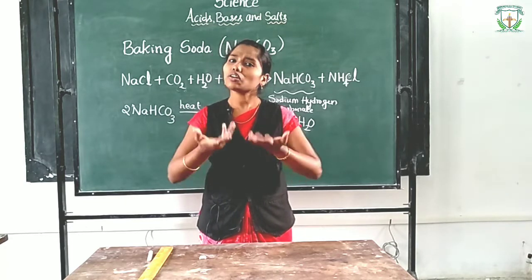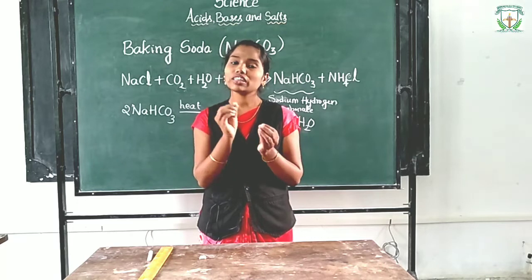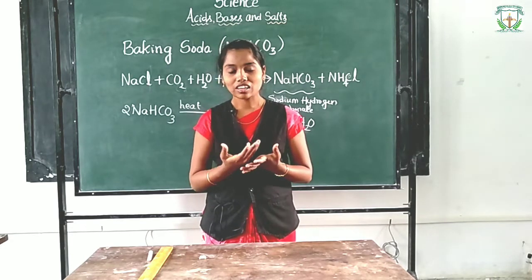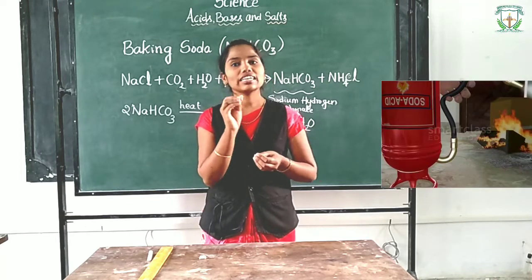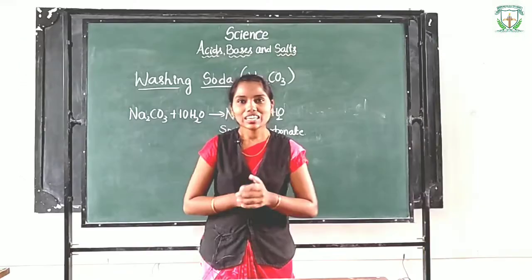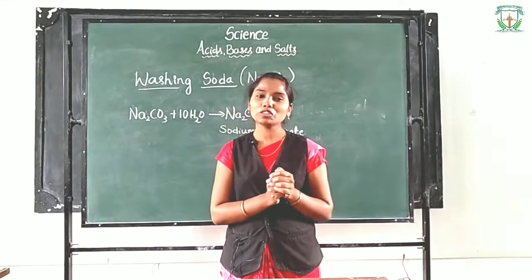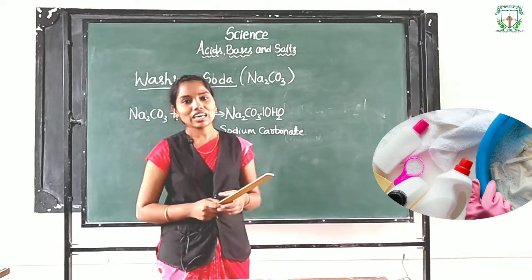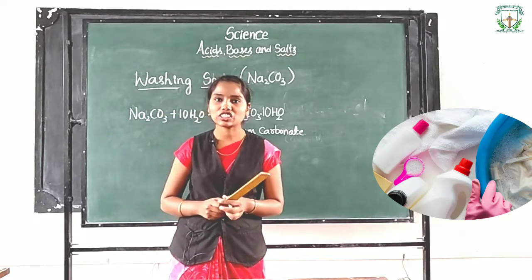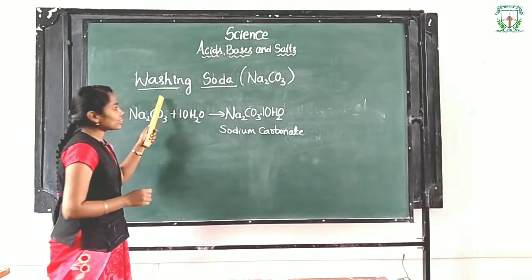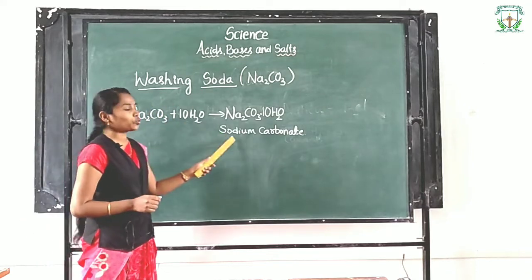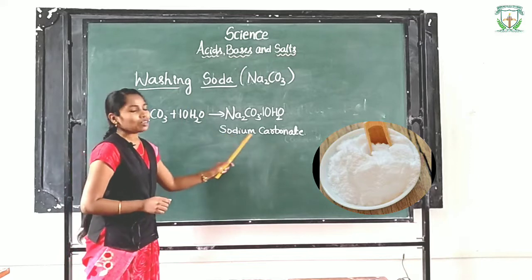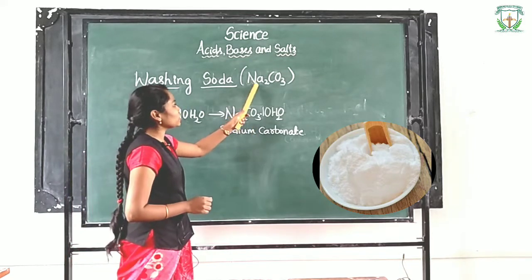So what are soda acid fire extinguishers? When baking soda reacts with acid, it again produces carbon dioxide gas, and this carbon dioxide gas puts out the fire. Which salt is going to be used for washing purposes? That is washing soda. Now we are going to see how washing soda is manufactured. The chemical name of washing soda is sodium carbonate and the formula is Na2CO3.